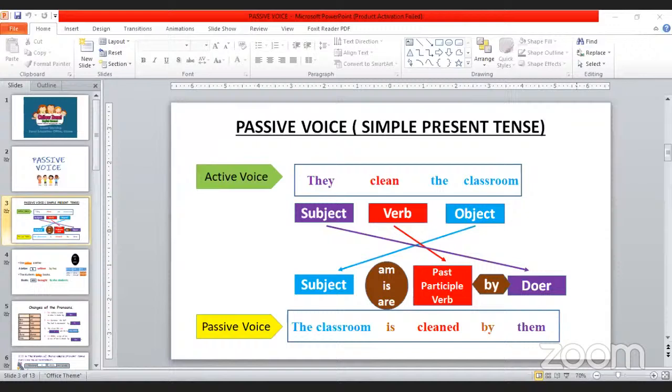Next one, my sister hits me. I am hit by my sister. Here, me becomes I. Next one, he drinks a cup of tea. A cup of tea is drunk by him. So here, he becomes him. Now I think you have a clear idea about how to change the pronoun when we change the sentence into passive voice.